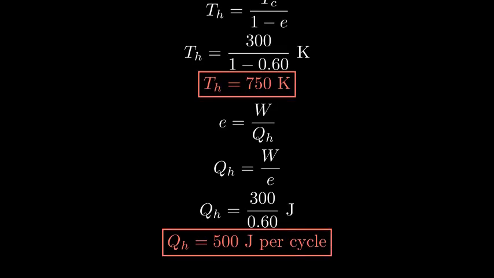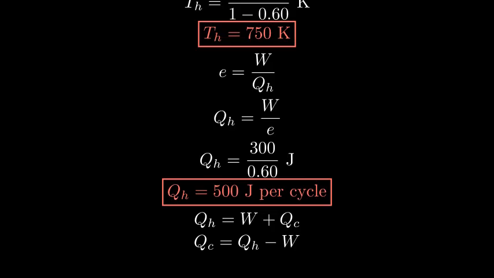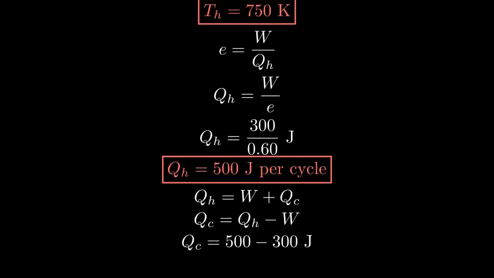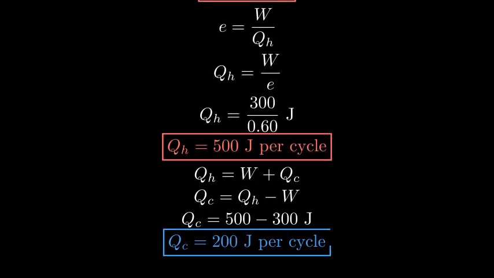Part C. Energy conservation for one cycle says heat in equals work out plus heat to the cold reservoir. That is QH equals W plus QC. We write QH equals W plus QC. Now solve for QC. QC equals QH minus W. Substitute the numbers. QC equals 500 minus 300 joules. That gives 200 joules per cycle to the cold reservoir.